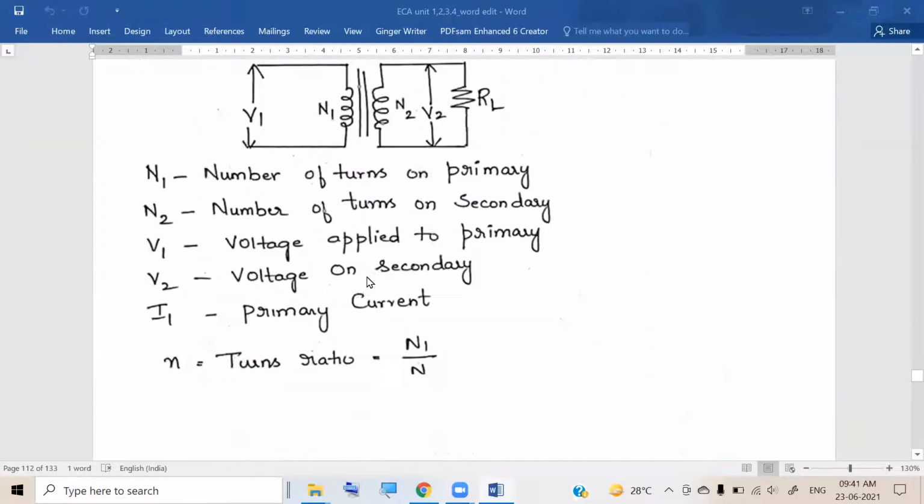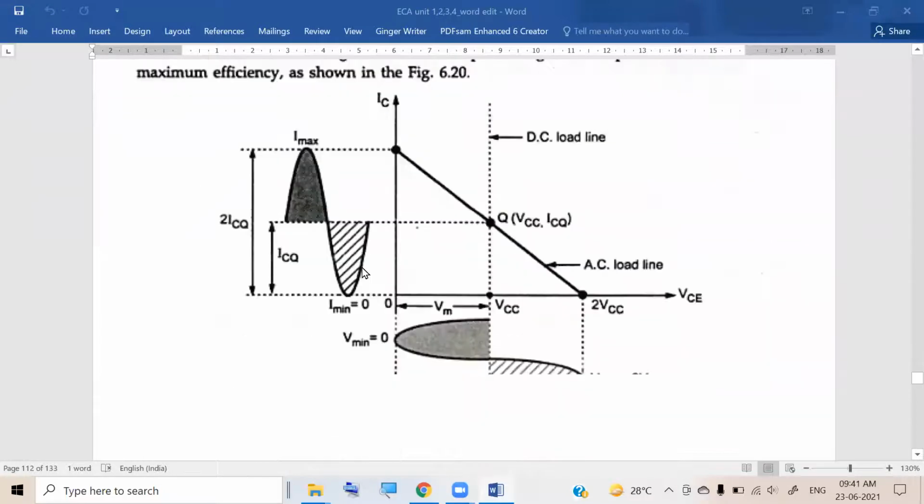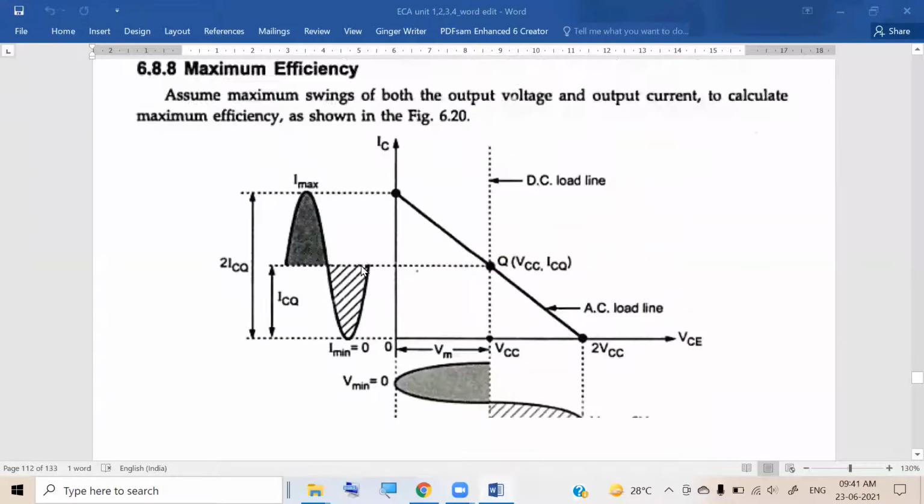Okay, if we know the slope, and if we know the point through which the line is passing, you can get the equation of the line and plot it. The point through which the line passes, because I told you, when there is no signal, we are here. We adjusted VCC, we adjusted ICQ, we are here. When we give a signal, it has to swing along the AC load line.